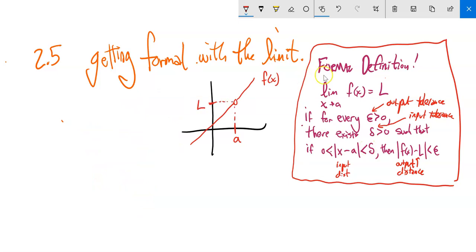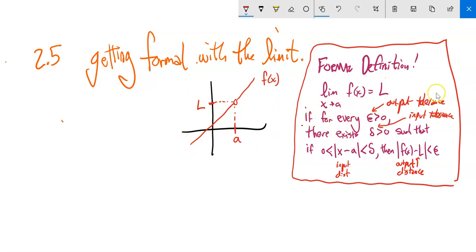Not every function is a straight line. Not every limit exists, but I'm just drawing this for simplicity for the sketch. So here's this function, here's a, and we're going to approach a from both sides, and that'll give us the limit. That's a decent picture of that. Who knows what the actual shape of the function is.